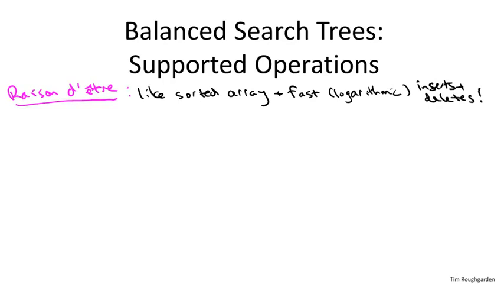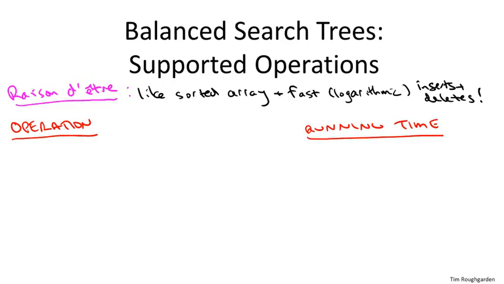So let me just spell that out in a little more detail. A balanced binary search tree will act like a sorted array, plus it will have fast, meaning logarithmic time, inserts and deletes. So let's go ahead and spell out all of those operations. Search is going to run in log n time, just like before. Select runs in constant time in a sorted array, and here it's going to take logarithmic time, so we'll give up a little bit on the selection problem, but we'll still be able to do it quite quickly.